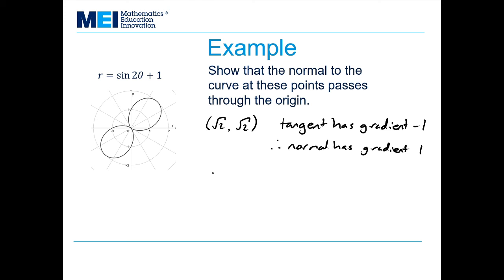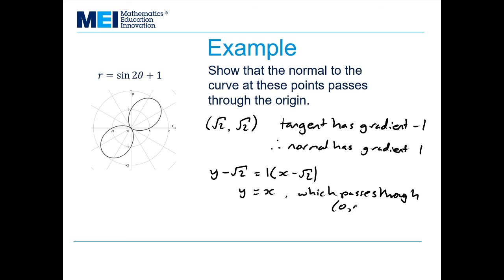And then I can use y minus y1 equals m times x minus x1, so y minus root 2 equals 1 times x minus root 2, but that just simplifies to y equals x, which passes through 0, 0 as required. And I can do exactly the same argument for negative root 2, negative root 2, and show that I get the same line.